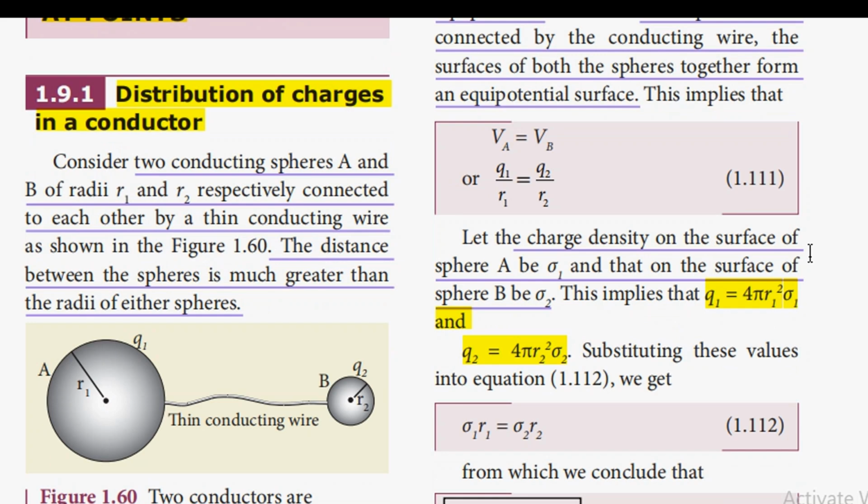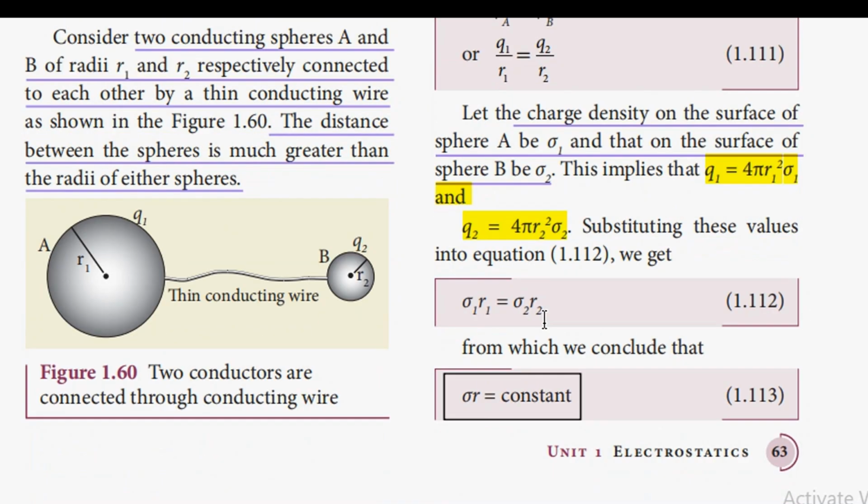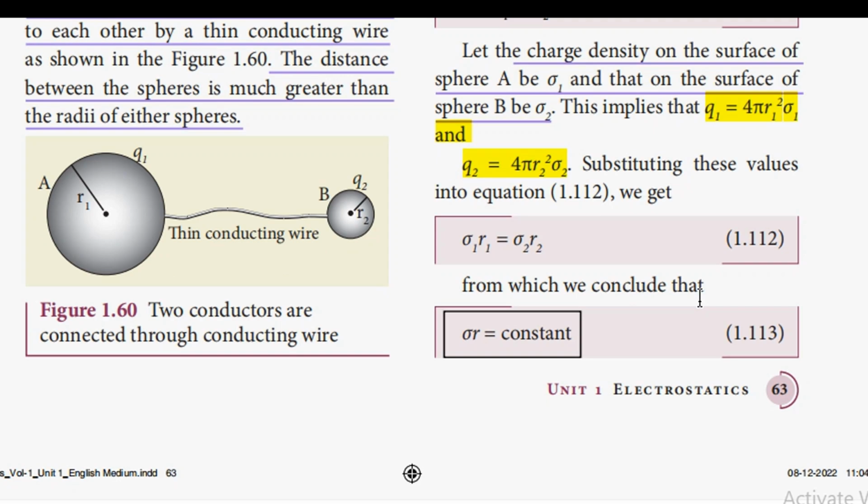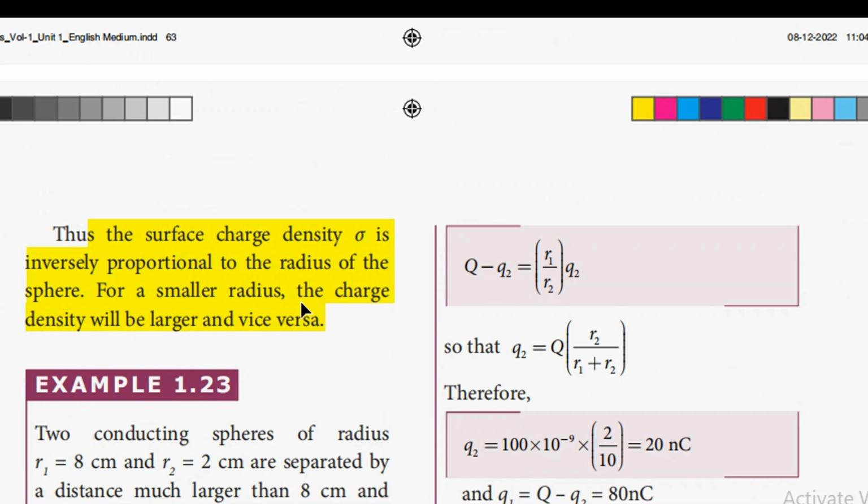Let the charge density on the surface of sphere A be sigma 1 and that on the surface of sphere B be sigma 2. This implies that Q1 is equal to 4 pi R1 square sigma 1 and Q2 is equal to 4 pi R2 square sigma 2. Now substituting these values in equations 1 and 2, we get sigma 1 R1 is equal to sigma 2 R2, from which we can conclude that sigma R is always a constant. Thus the surface charge density sigma is inversely proportional to the radius of the sphere. For a smaller radius, the charge density will be larger and vice versa.